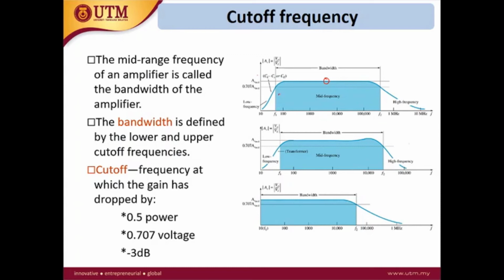So how we can determine the value of bandwidth is by taking the lower cutoff frequency, and then we consider the high cutoff frequency. High cutoff frequency minus low cutoff frequency gives us the bandwidth. So this is FH, the high cutoff frequency. This is FL, the low cutoff frequency. So FH minus FL will be the bandwidth.